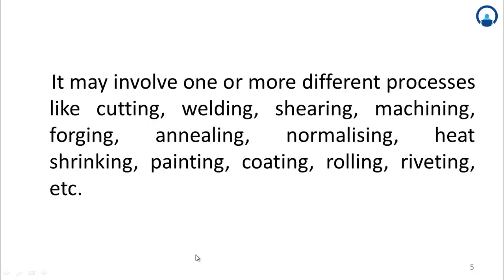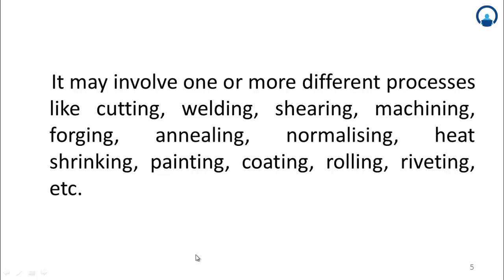A production process may involve one or more different processes, which may include cutting of a part into two or more parts, welding, shearing, machining, forging, annealing, normalizing, heat shrinking, painting, coating, rolling, riveting, etc. The list is endless. There are a number of different types of production processes, and you can have any one of those. It can be a single process or multiple processes.